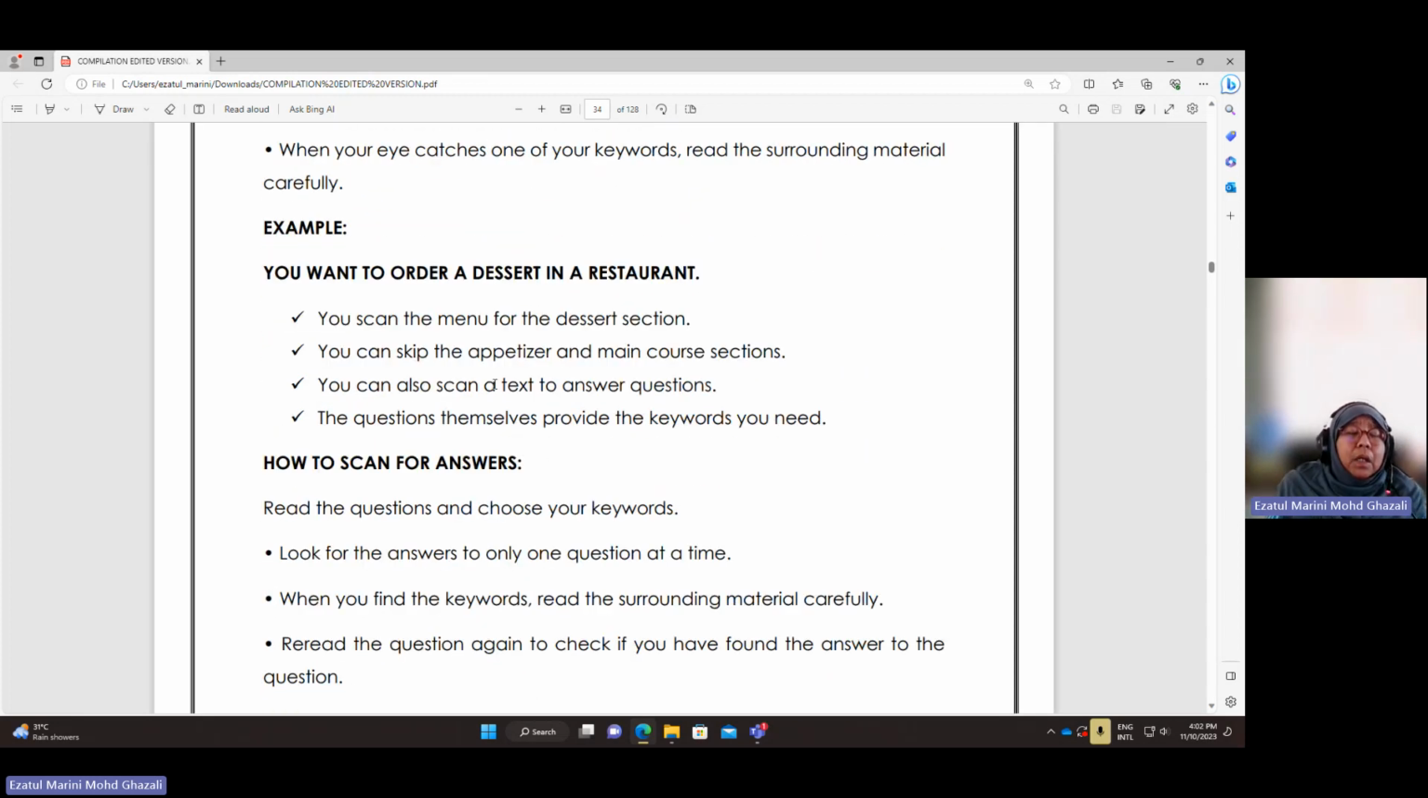Right. For example, you want to order a dessert in a restaurant. So you scan the menu for the dessert section. You will not go to the main course. You will not go to the appetizer. You will straight away go to the dessert section. And then you can also scan a text to answer questions, reading comprehension again. The questions themselves provide the keywords that you need.